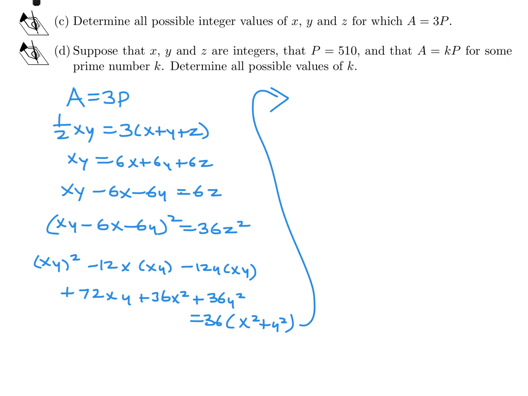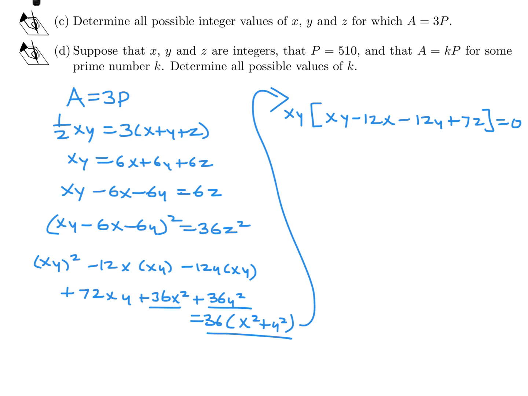Oh, I think some stuff cancels out here. This is really nice. This 36x and this 36y cancels with that. Oh, okay, that's really helpful, I think. And let's factor out the xy. So I'll get xy minus 12x minus 12y plus 72, and that equals 0. Okay, I think this is going somewhere.